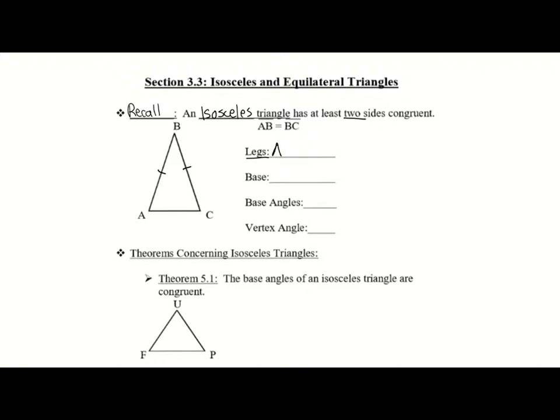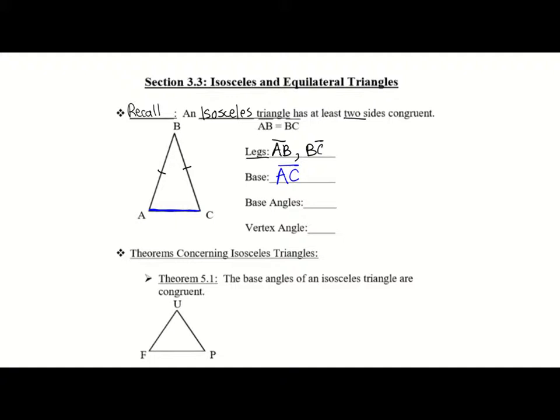So our legs are AB and BC. And they are equal to each other, but I'm actually just going to put a comma to list the legs. AB and BC are the legs of our triangle. Then the base of our triangle is the side that is not congruent, the bottom of that isosceles triangle. So our base is AC.